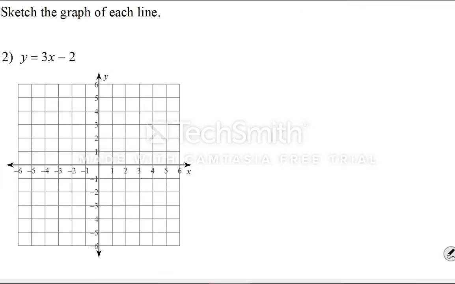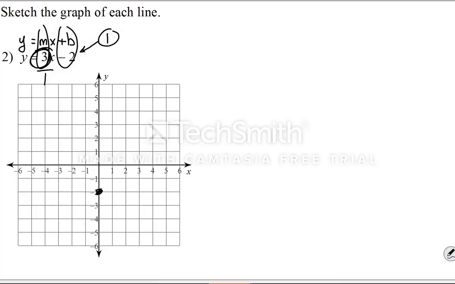Problem number 2 basically looks the same. It looks y equals mx plus b form. So that is my b, that is my m. Again, I'm going to plot this number first. So negative 2 on the y-axis. My slope is 3, but I don't have a fraction. So my fraction is actually over 1. Remember, your denominator is 1 if it doesn't look like there is one. Your denominator is always 1.